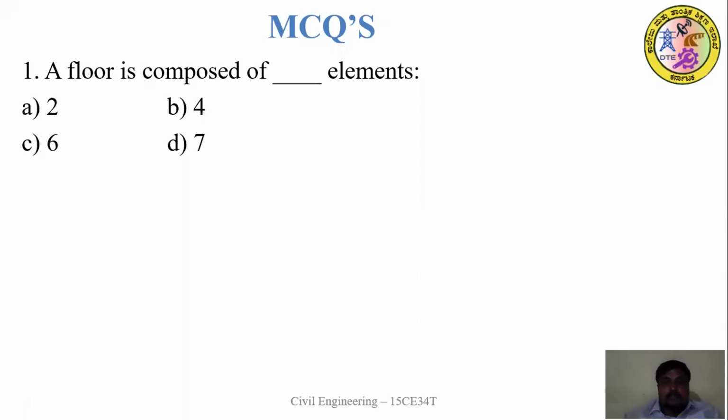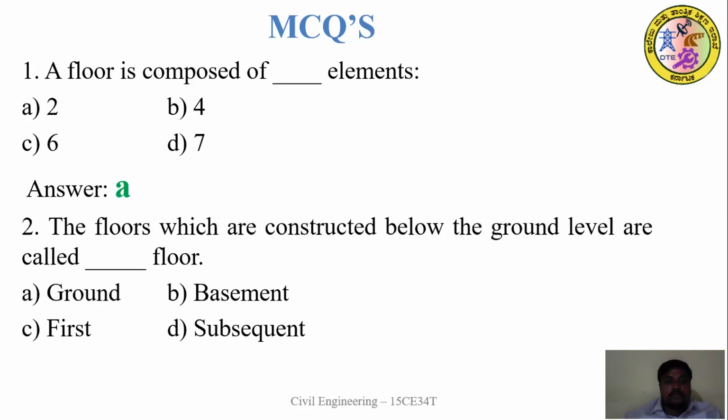Now let's go for multiple choice questions. First question, a floor is composed of dash elements. Option A 2, option B 4, option C 6, option D 7. Answer is A. A floor is composed of two elements. The first element is the base course or base concrete. The second element is the floor covering or flooring.